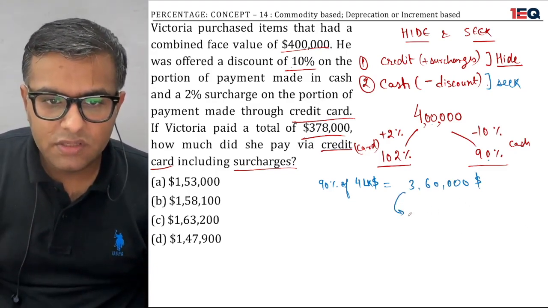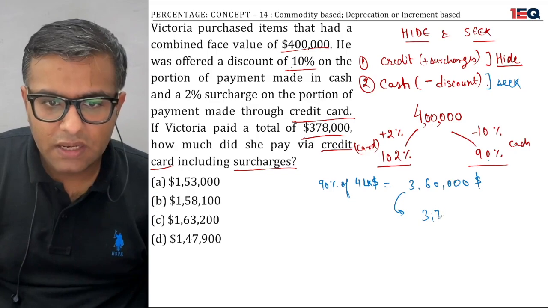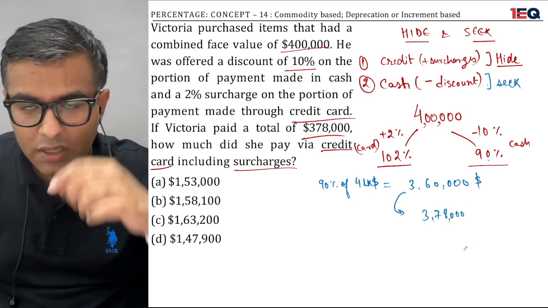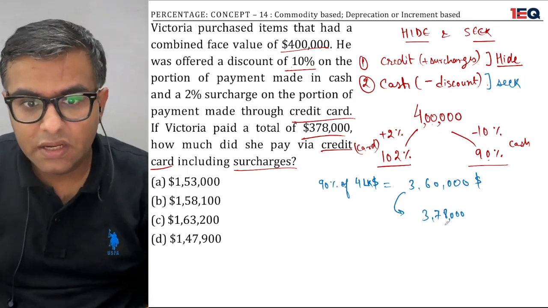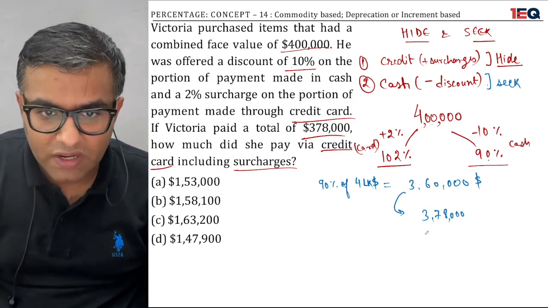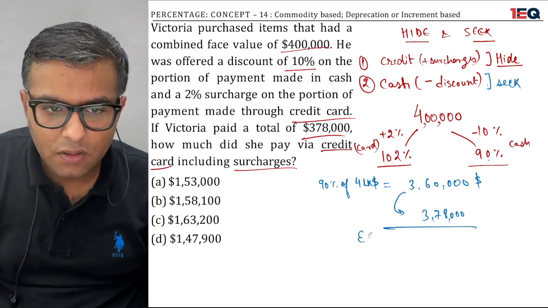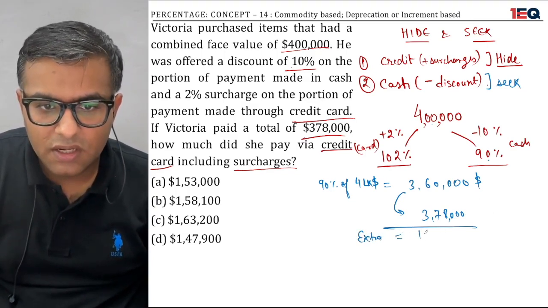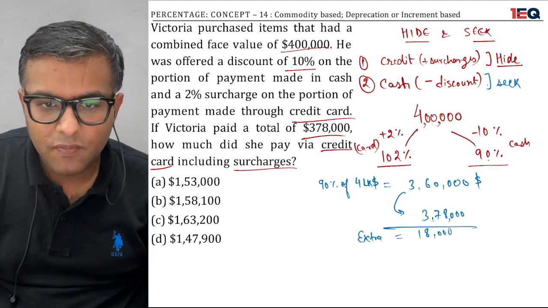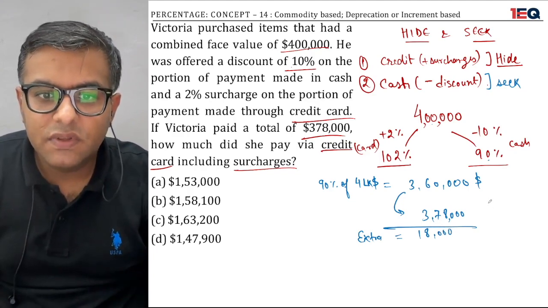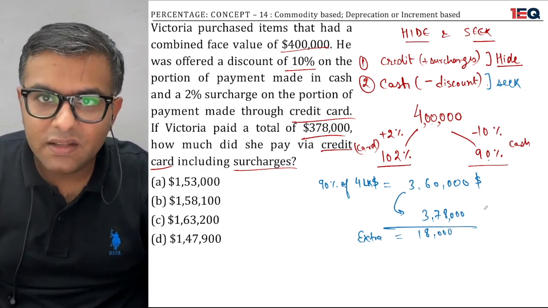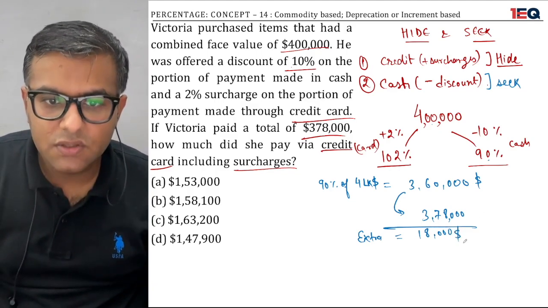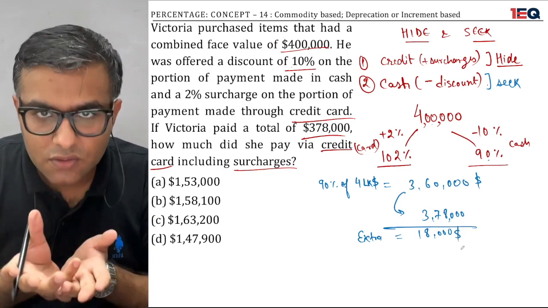We have 3 lakh 60,000 dollars which we have to pay. But originally she paid 3 lakh 78,000 dollars. What is the extra amount that she had to pay? That is $18,000, the difference between 378 and 360. Now, where did the $18,000 come from?